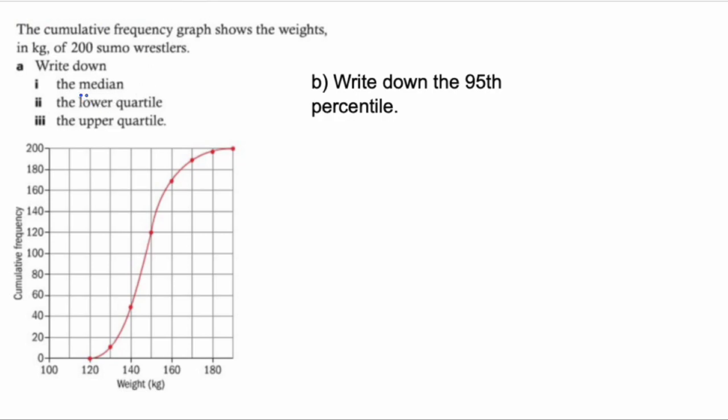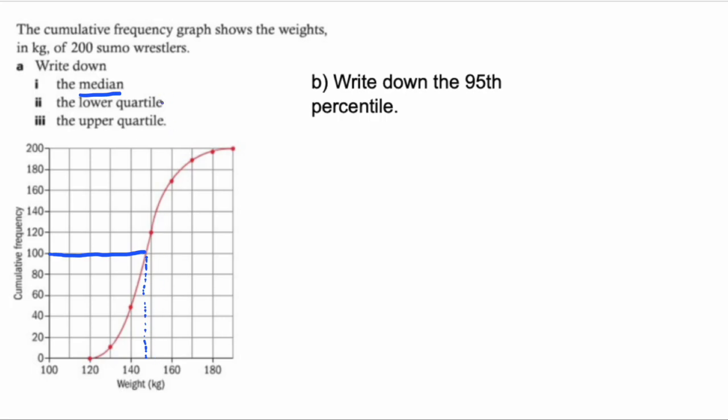Okay, the median is the value such that 50% of sumo wrestler weights are greater than that and 50% are less. There's 200 sumo wrestlers, so the median is straight across from 100. So you go across from 100, you read down. It's sometimes hard to read these scales, but try to estimate as closely as possible.